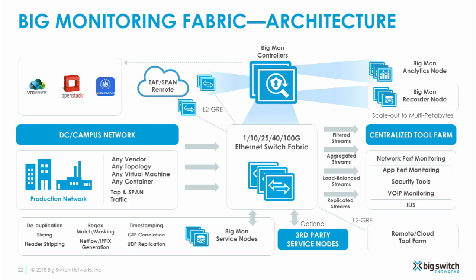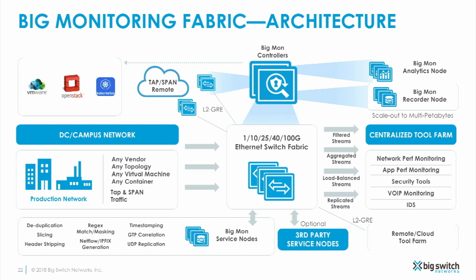So this analytics node is not taking all the packets. It is only taking the summarization or the processing of all those packets and showing it to the customers in different dashboards, correct? What are my apps doing? What are my hosts doing? What are the choke points in my network? And so on and so forth. And we'll go into that.